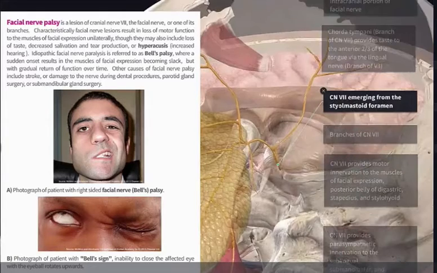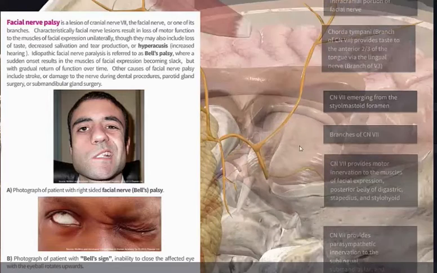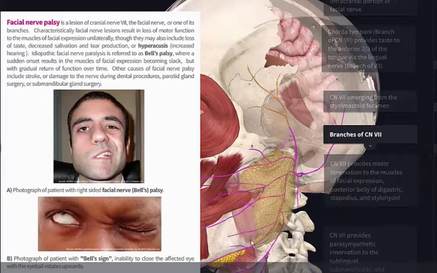The facial nerve comes out of the stylomastoid foramen, so it's a hole between your styloid process and the mastoid process, right? That's where it emerges. You can see that the branches of the facial nerve go all over the place.